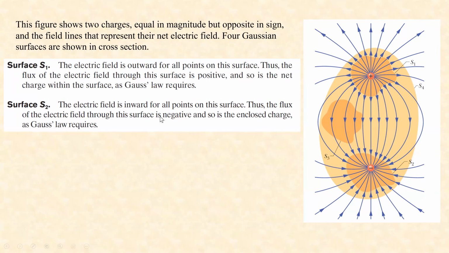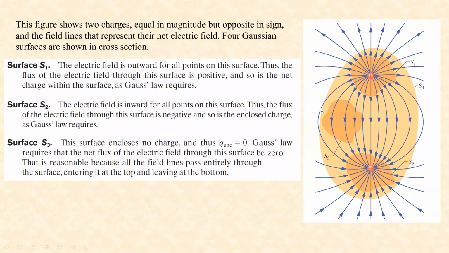The electric field is inward for all points on this surface. Thus, the flux of the electric field through this surface is negative. Remember, all the dAs are outward and the electric field is inward, so they make an angle of more than 90 degrees, and E dot dA is negative. All the dAs create a negative contribution, so the total is negative. And the charge inside is also negative. Again, Gauss's law says it should be negative because the charge is negative.